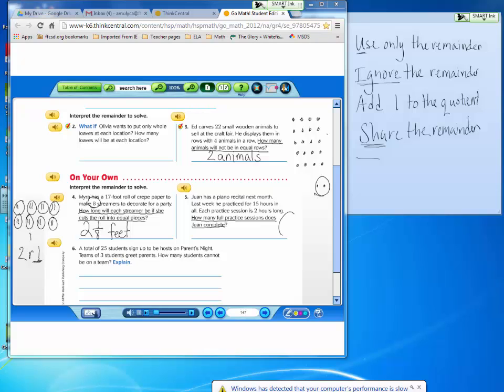So I have each being 2 hours long, so this is 2, 4, 6, 8, 10, 12, 14, I would have a remainder of 1 hanging out left over. I can't make another group of 2. So if I look at how many full practice sessions, I'm going to ignore the remainder and say there were 1, 2, 3, 4, 5, 6, 7 complete practice sessions.